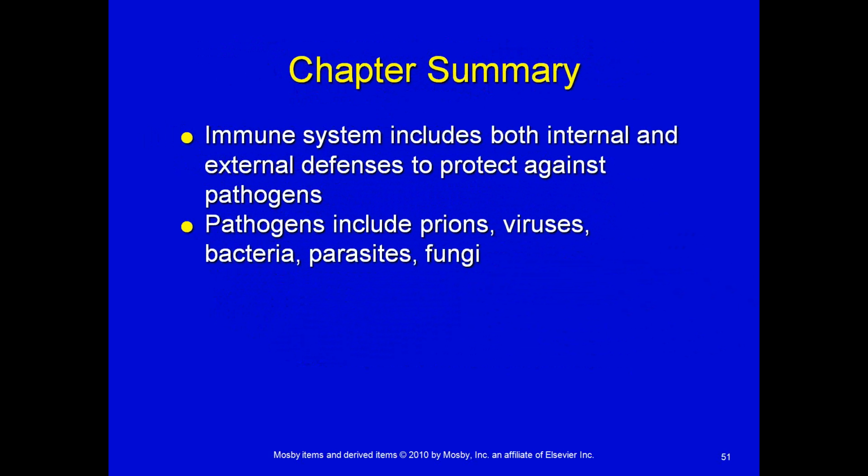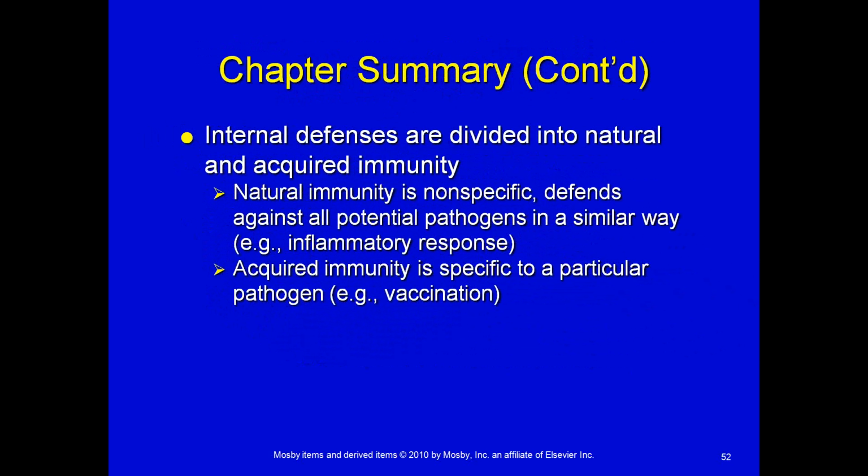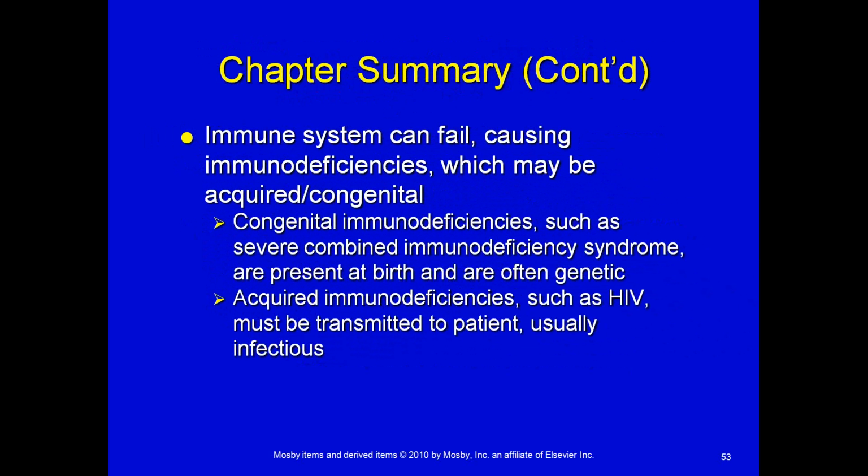All right, so we looked through the immune system and we talked about how it included both internal and external defenses to protect you against pathogens, and pathogens included prions and viruses and bacteria and parasites and fungi. We talked about how your internal defenses were divided into natural and acquired immunity. Natural immunity comes from your mother. Natural immunity comes from breastfeeding. Acquired immunity is something that you get through something like a vaccination.